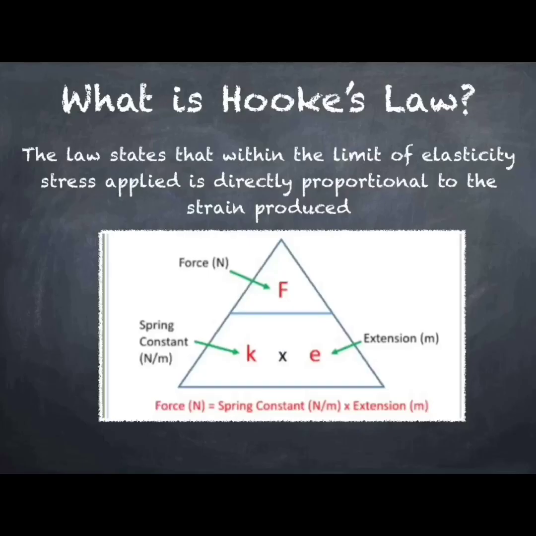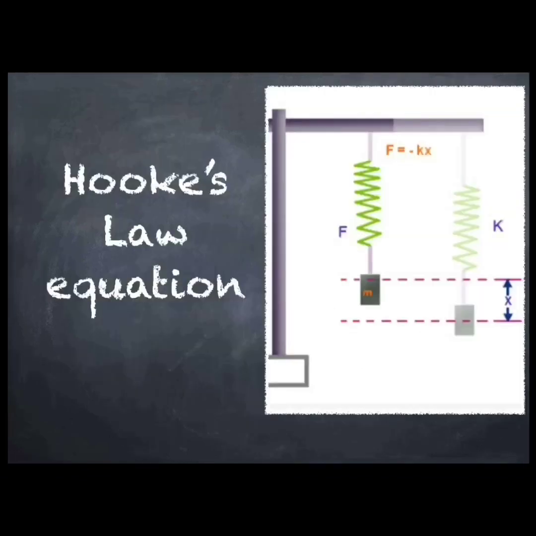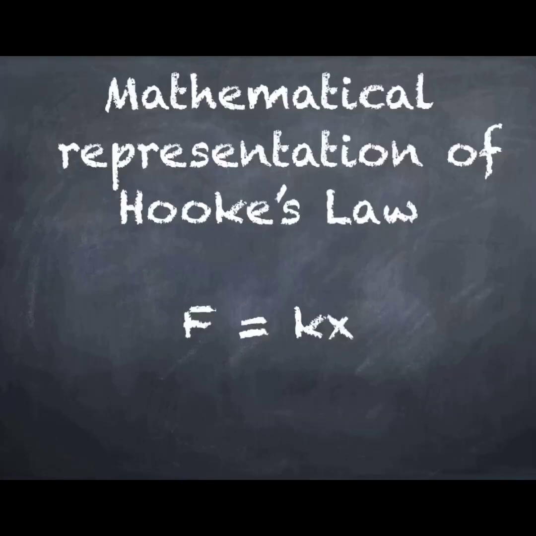Now, what is Hooke's law? The law states that within the limit of elasticity, stress applied is directly proportional to the strain produced. So, the mathematical representation of Hooke's law becomes F equals K into X, where F is the weight of the load, K is the spring constant, and X is the extension produced by the spring.